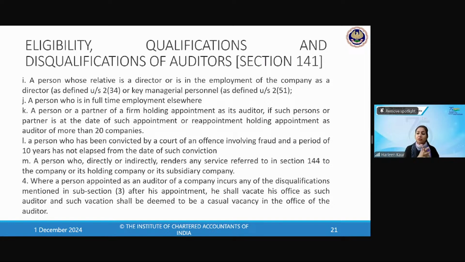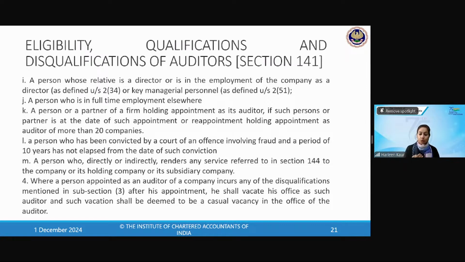Today we'll be discussing its powers and duties, and also the contents of the audit report. It is very easy, but if you just adopt the learning methodology, then things become very, very simple. Now, full-time employment also has a word that a person or a partner holding appointment as an auditor, on that date of appointment, should not be holding audit of more than 20 companies.